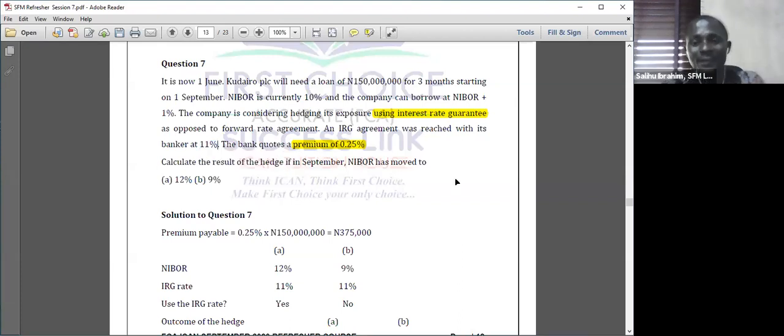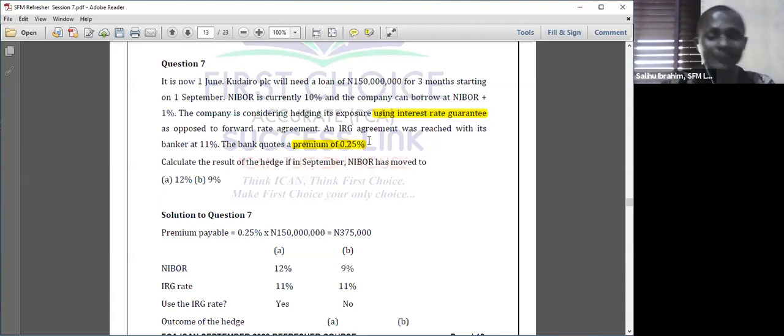Now, what's happening is that you have an option. If you are using interest rate guarantee, there is an option. It's not a binding contract. Don't forget, I told you, forward rate agreement is a binding contract. You cannot run away from honoring the agreement. But interest rate guarantee is not a binding contract. If the agreed rate is not favorable on my transaction date, I can walk away. Do you understand? Because of that option that you have, that is what makes you pay premium.